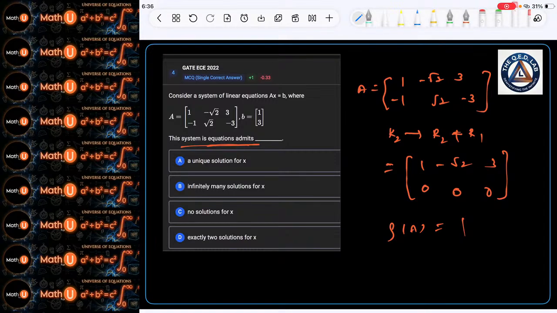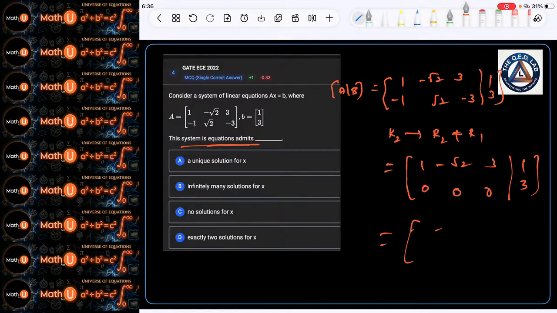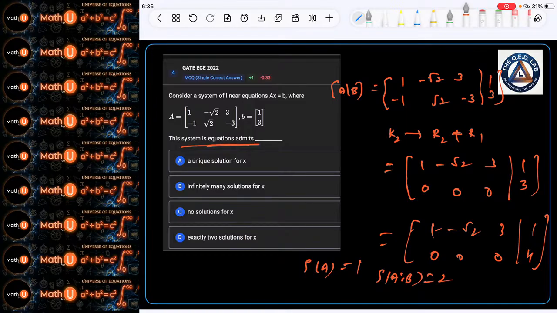The same thing, what is the augmented matrix? If you write it in augmented matrix, I will write the augmented matrix here also, 1 3. Like this, 1 minus root 2 3 0 0, we get here 4. If you observe that, rank of the matrix is equal to 1, but rank of the augmented matrix is equal to 2. They both are not the same. Rank of A is not equal to rank of the augmented matrix. Okay, there is no solution.